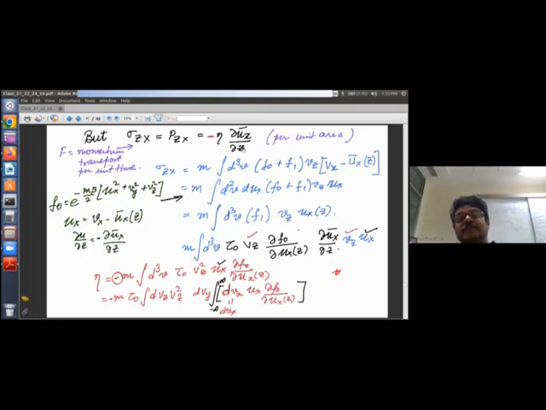Why del u x del z? Because if u bar x is increasing in the z direction, the gradient is in the positive direction, then the net momentum transport is higher for higher values of x, and it is being transported in the negative direction. So the momentum transport is in the direction opposite to that of del u del x, hence minus. So that's the macroscopic expression for the stress tensor.